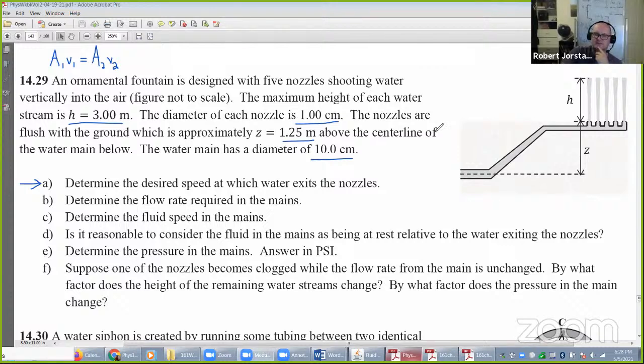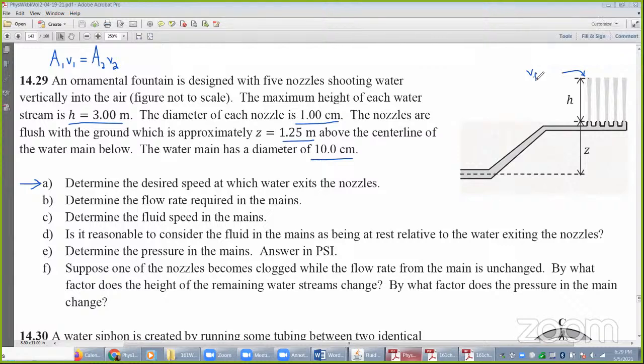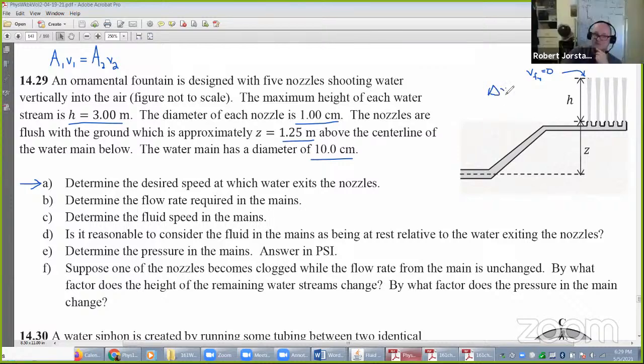Kinematics. Jake is right. Don't we know? What's the speed of the water when it hits max height? 0. Oh, we know delta. So you see what I'm saying?